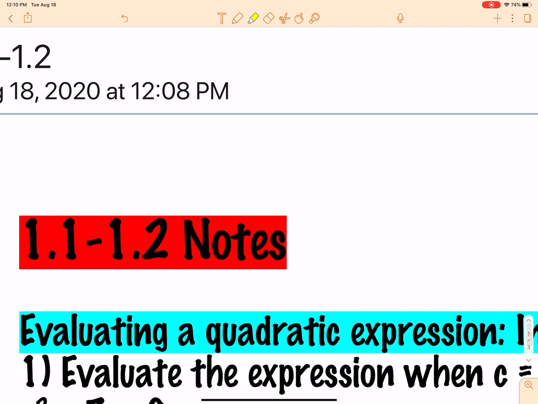Today we're going to be learning about fractions, distribution, evaluating expressions, and combining like terms.